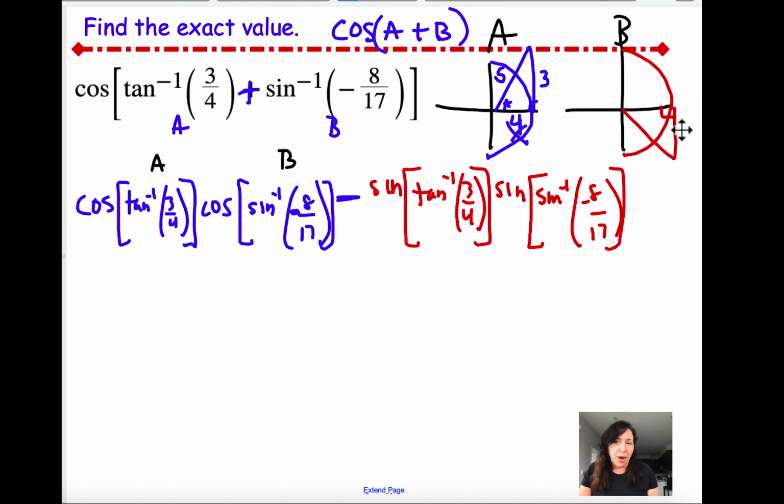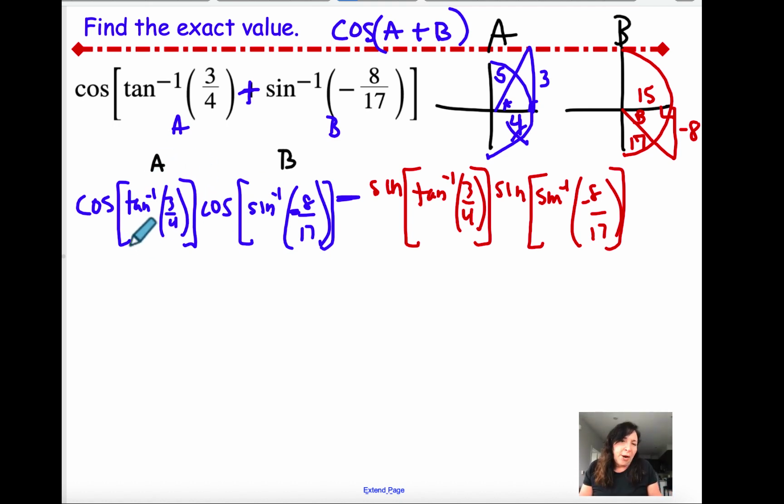Sine is opposite over hypotenuse. So that's negative 8 over 17. Also another Pythagorean triple, the 8, 15, 17, right? All right, so now that I've got my graphs here, this is my B angle and this is my A angle. And so now I just have to expand it, do this.